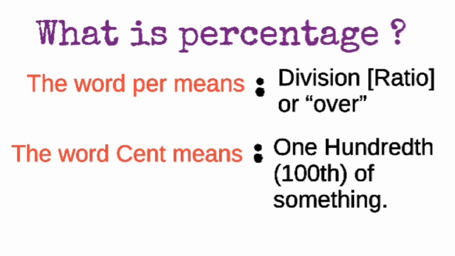And the word cent means 1/100th of something. So 100 years is 1 century. That is 100 years. The 100 is always below the division sign or always below the slash. So when we have any number over another number apart from 100, then it is not 100%.